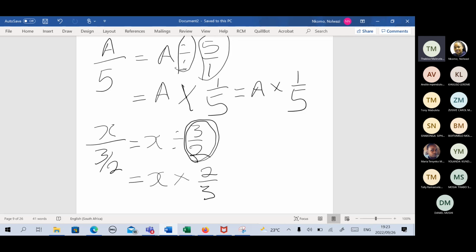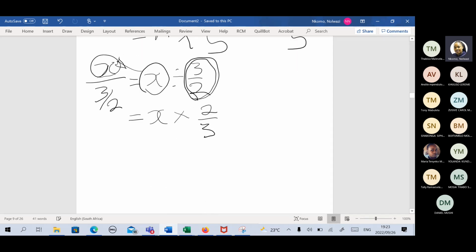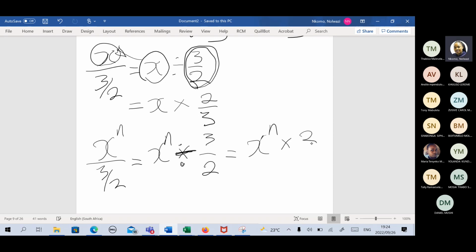On the x, we still have the 3 over 2. It's x to the power 3 over 2 divided by 3 over 2. Meaning here on the x, there's 3 over 2 as well. You see, here we still have a, and here we had a. Here we still have x, and here we have x. Meaning, if we have x to the power n divided by 3 over 2, this would give us x to the power n times 2 over 3.